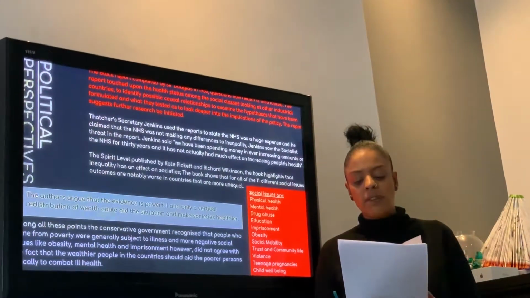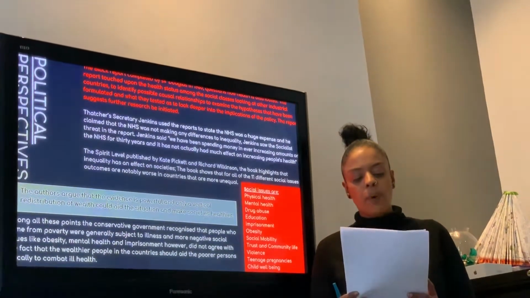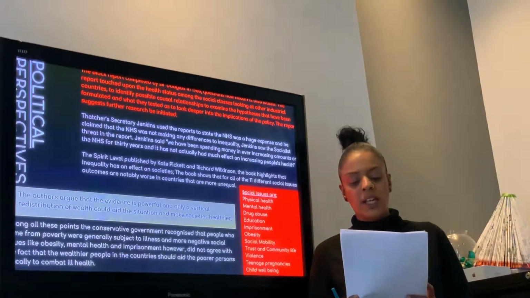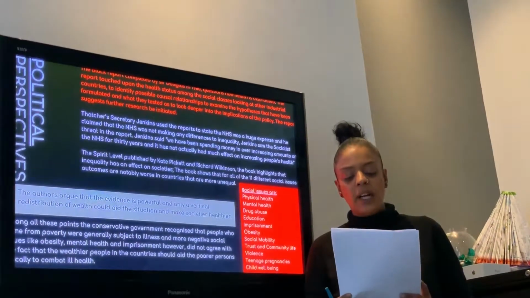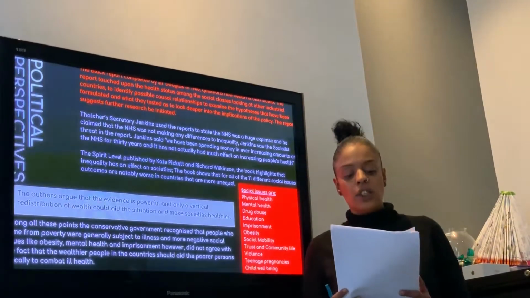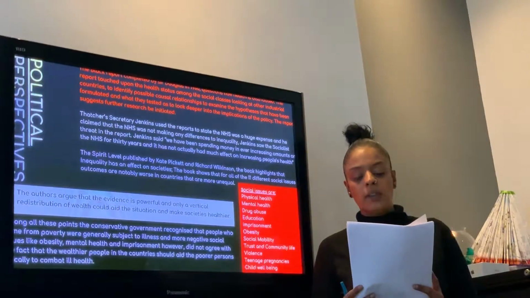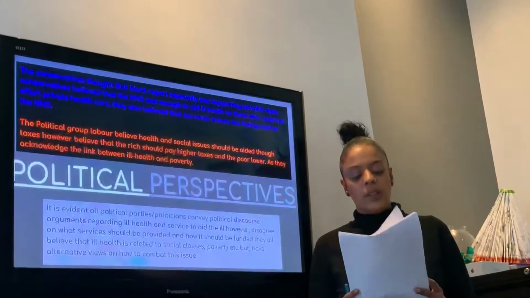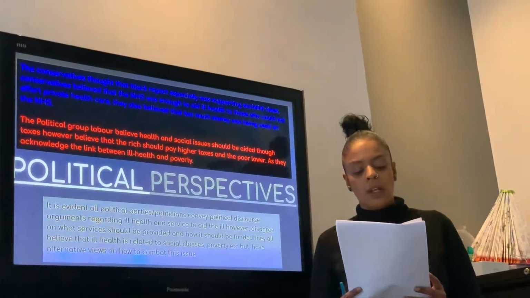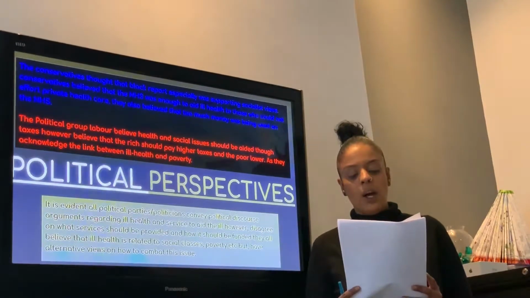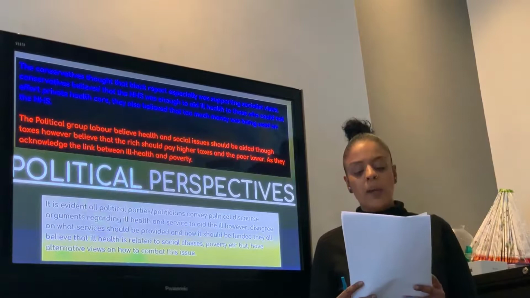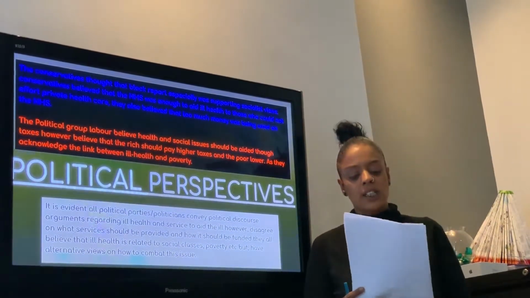Among all these points, the Conservative government recognised that people who come from poverty were generally subject to illness and more negative social issues like obesity, mental health and imprisonment. However, they did not agree that the wealthier people in the country should aid the poor financially to combat ill health. The Conservatives thought that the Black Report especially was supporting socialist views. Conservatives believed that the NHS was enough to aid ill health for those who could not afford private healthcare. They also believed that too much money was being used on the NHS.